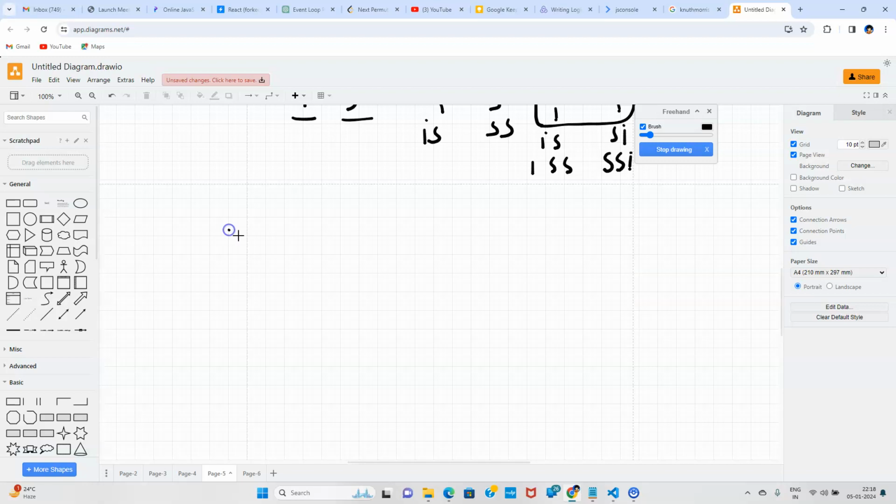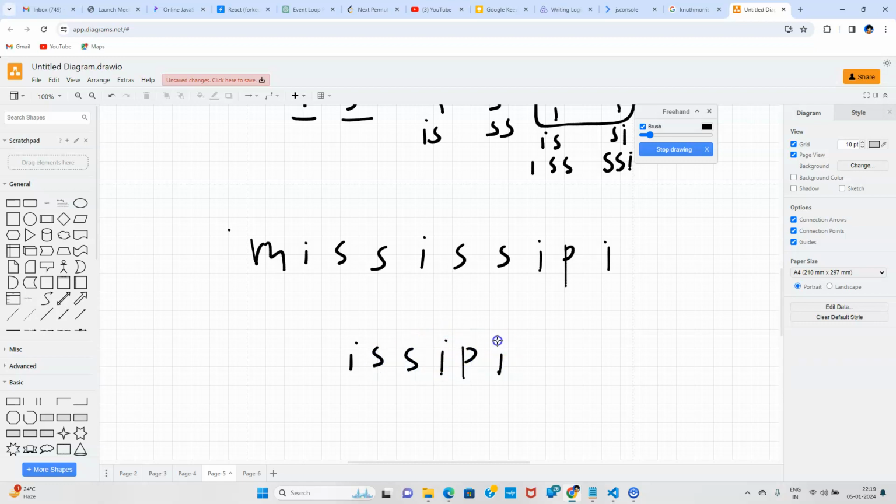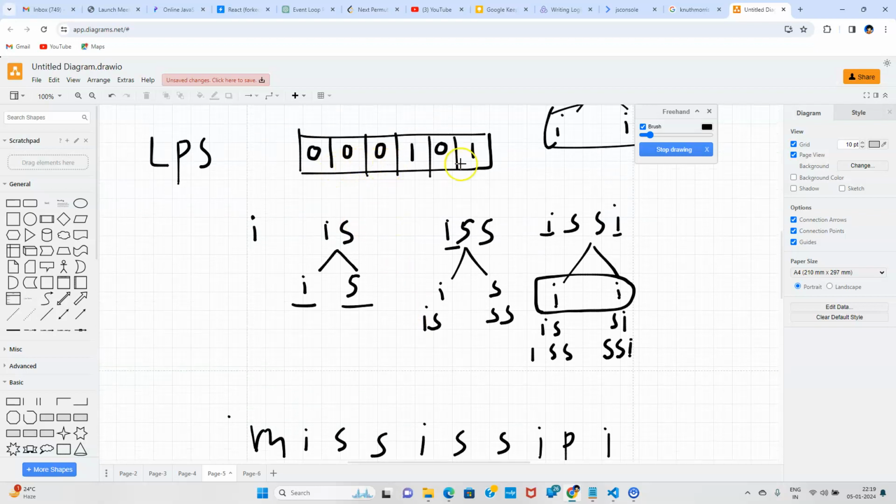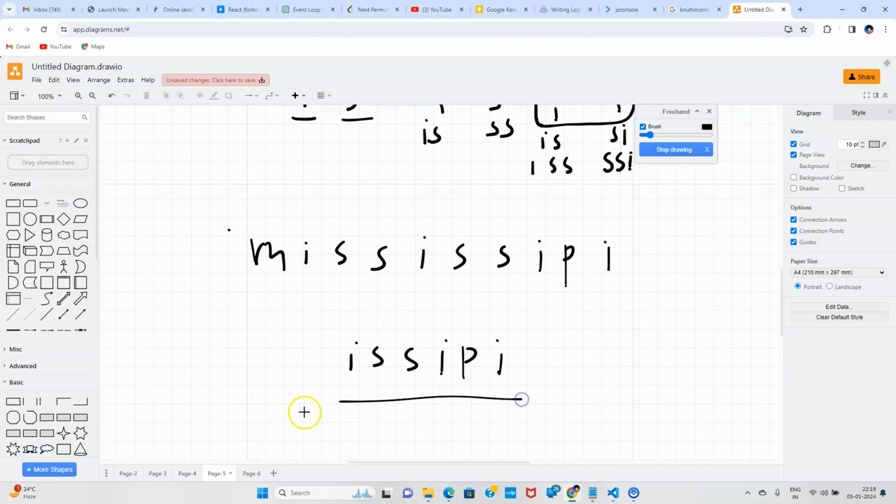And let me write here again the pattern. The pattern is ISSIPI, and the table is 000101. The LPS table is going to be like this: 000101.